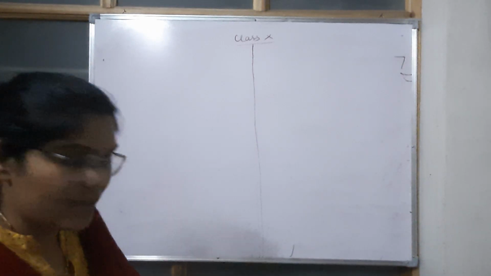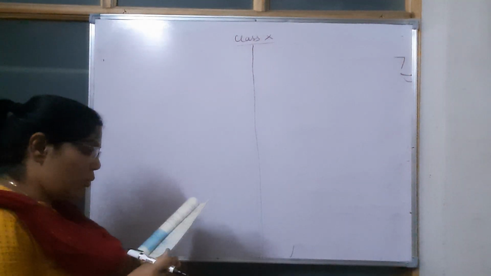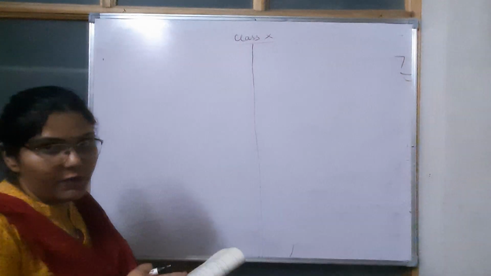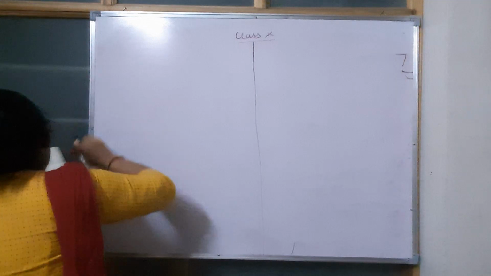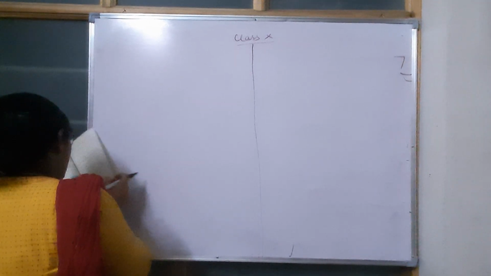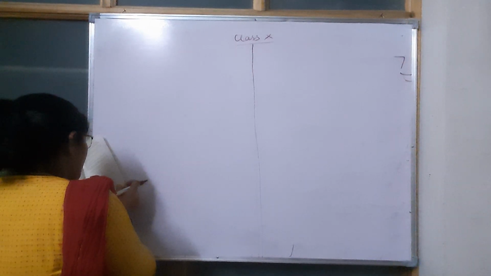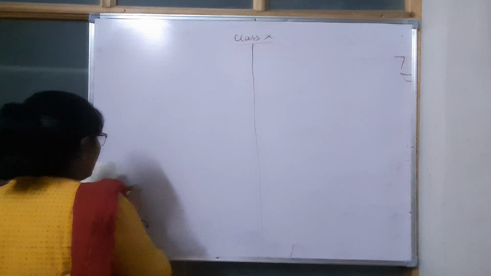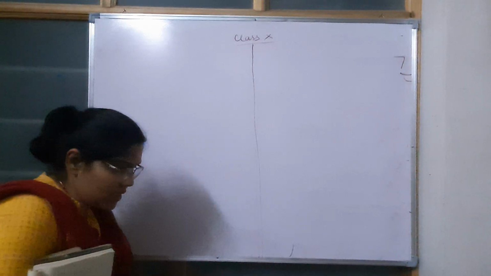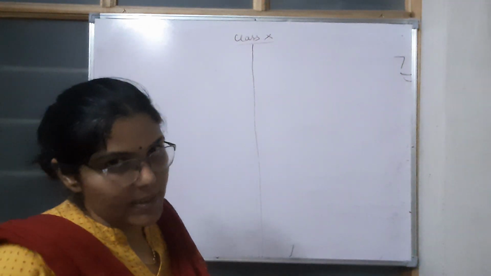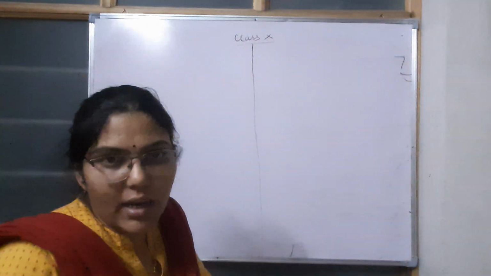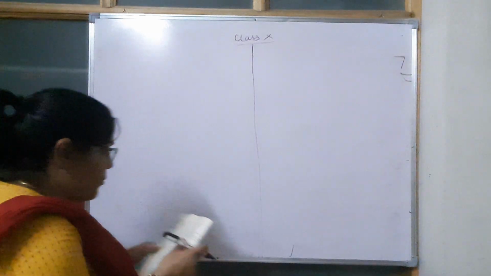Alright, good morning everyone. Today we will be starting with exercise 3.2 question number 4, which I have given you as homework. What we have to do is find whether the following pair of linear equations are consistent or inconsistent. What do you mean by consistent? Consistent means one or more than one solution exists. Inconsistent means no solution exists, which is the case of parallel lines.